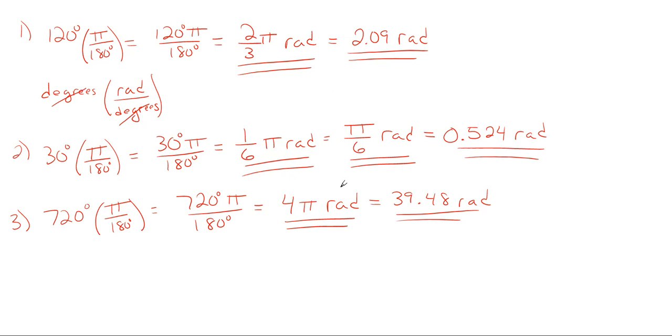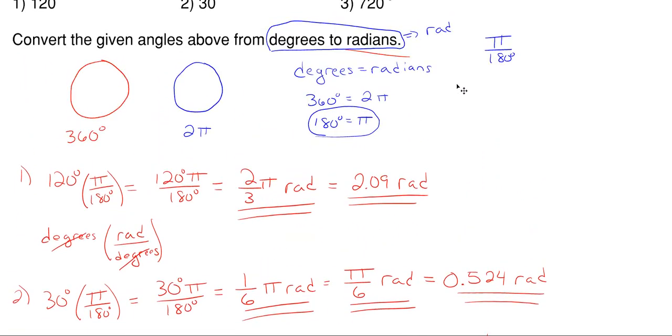And that's how you convert from degrees into radians. Just remember the ratio of pi over 180 from degrees to radians.